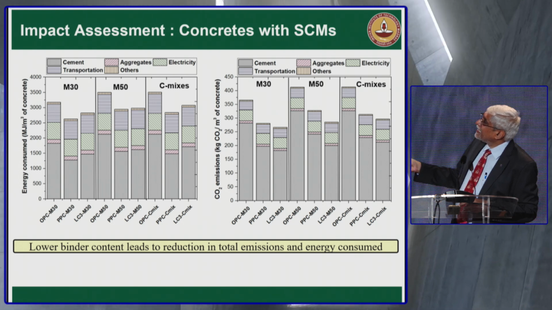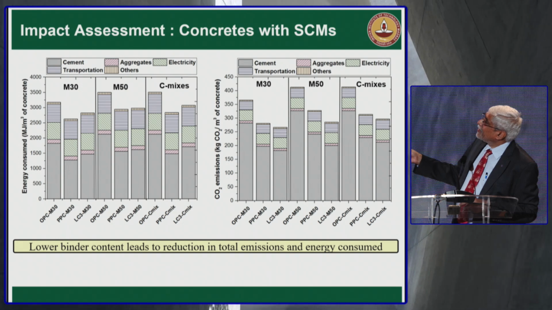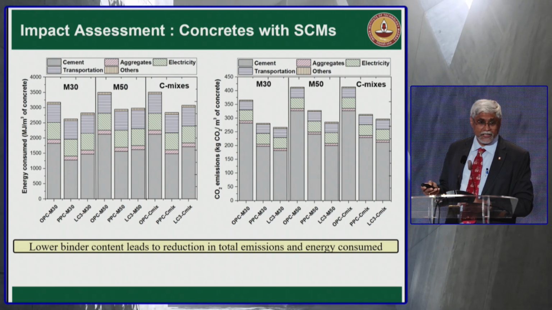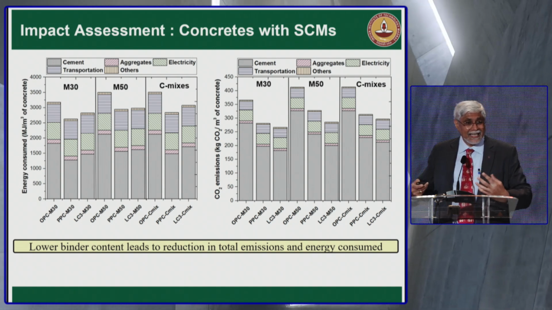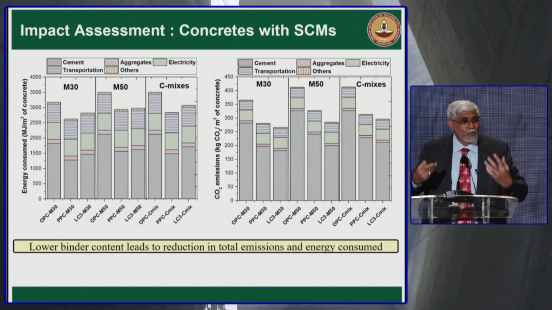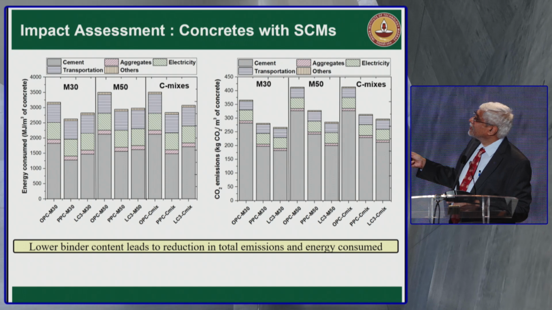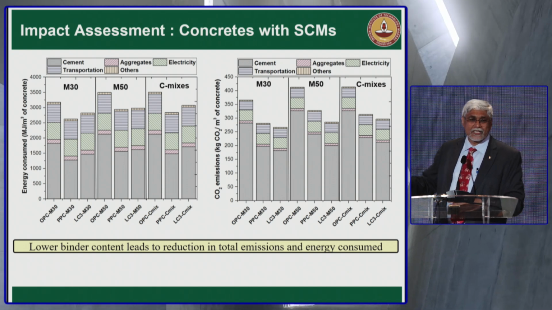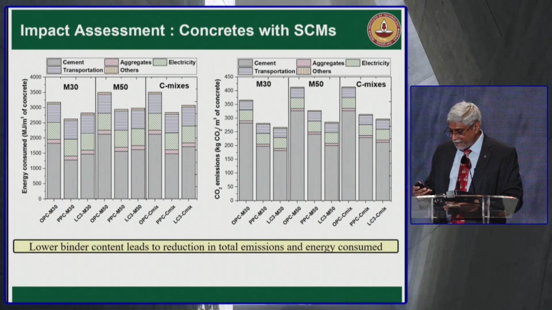We find that the emissions are slightly higher when you increase the strength, but not proportionally. It is not increasing proportionally. So we have to insist that higher quality, higher grade concrete will overall benefit because you will use less material. Yeah? But we have to know how much it is. So it systematically shows that when you go to blended cements in concrete, you will have benefits.